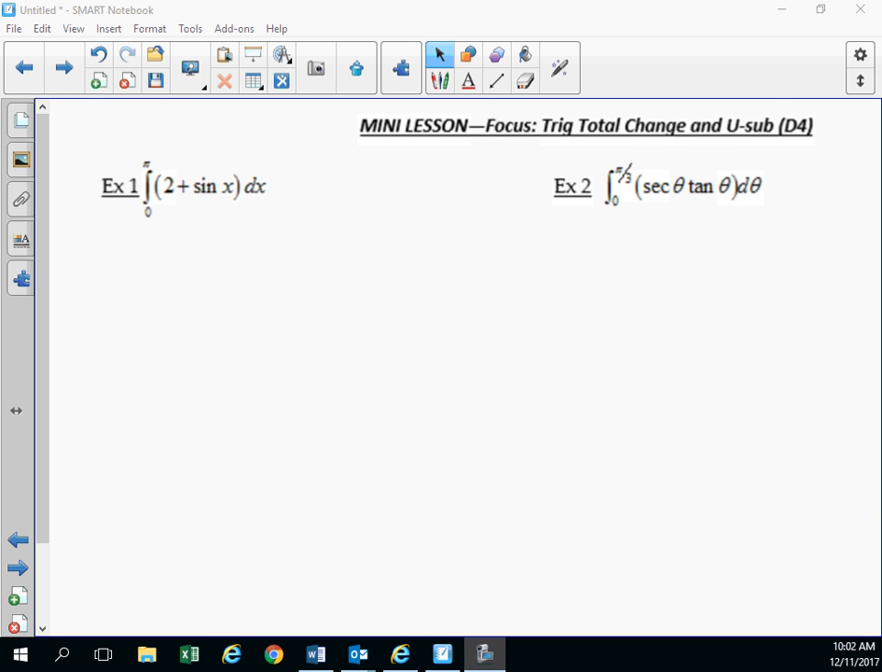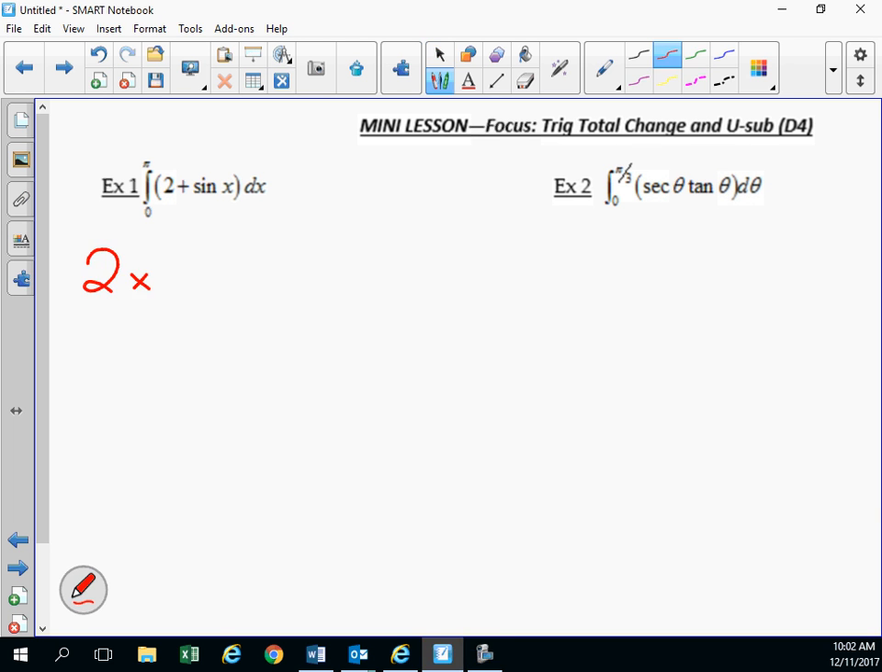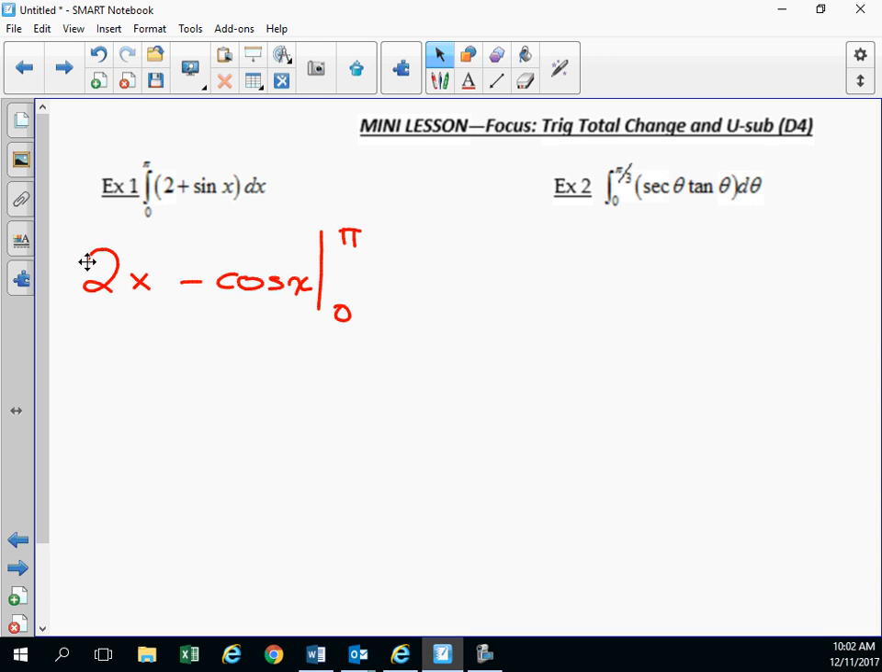Alright, let's see. What's the integration of sine? Negative cosine. So you're literally going to integrate 2x minus cosine x, yes? Yes. Keep in mind a couple things. Notice that your answers are having pi and pi squared and things like that. You're going to have answers like that. There's nothing that says that you can't.